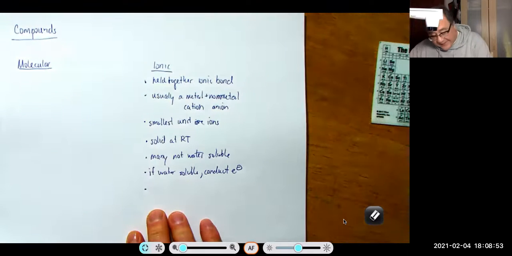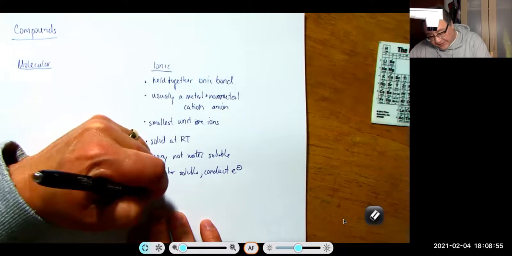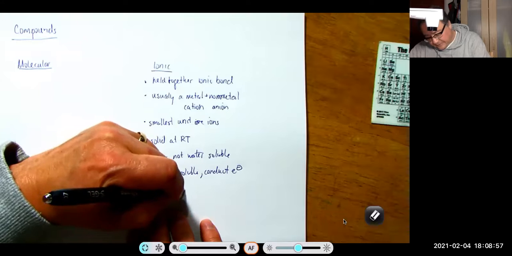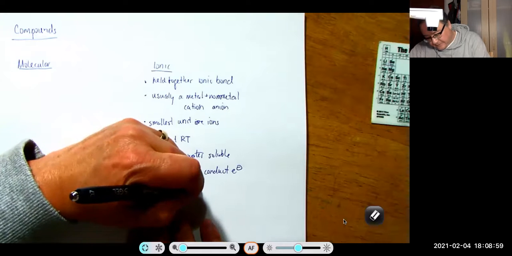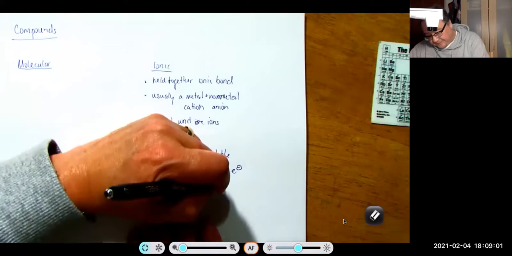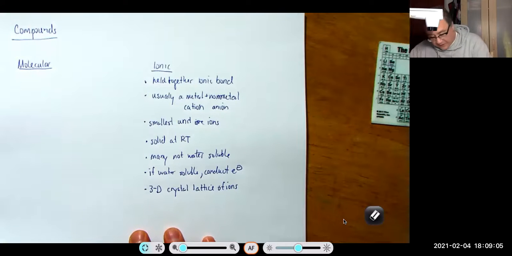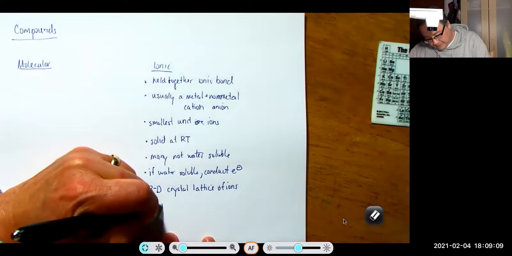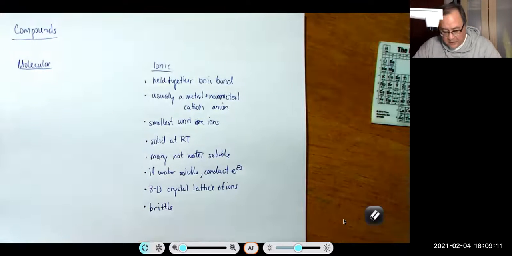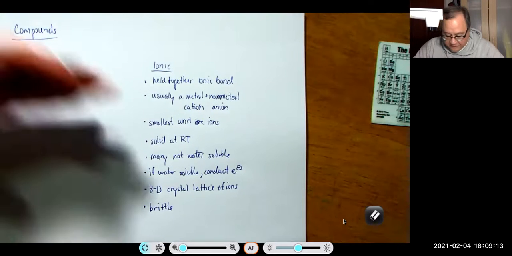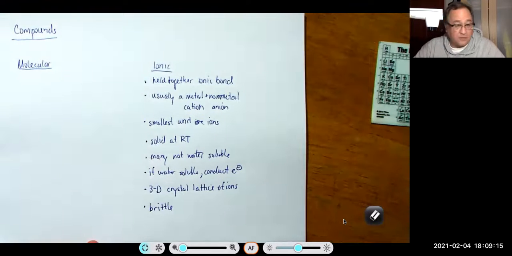They form a three-dimensional crystal lattice of ions. What else can I tell you? They're brittle. I'm sure I can think of a few more things after this, but I'm not going to bother right now.